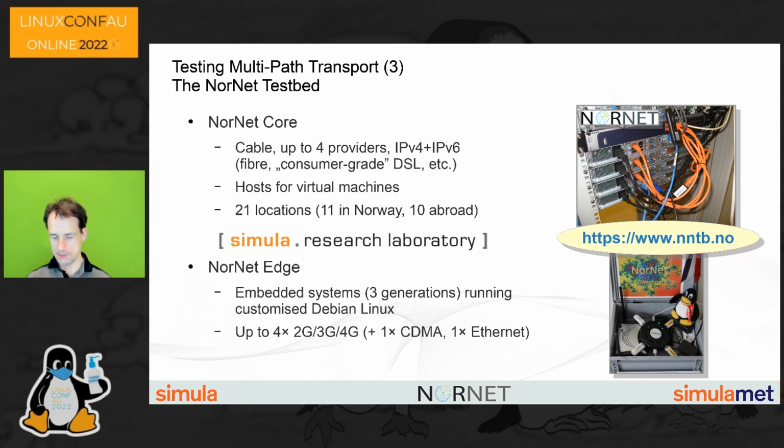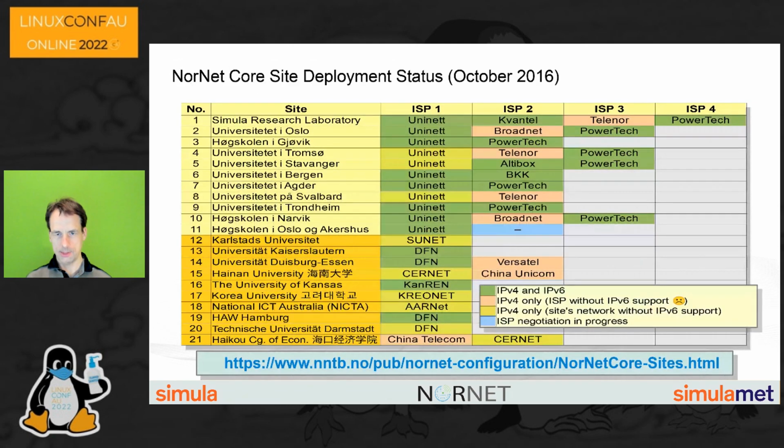Instead, I will present you some more details about NorNet Core. As I've mentioned, in 2016 we had in total 21 sites, 11 in Norway and 10 abroad. Today there are a little bit fewer sites abroad, but still 11 in Norway with up to 4 ISPs. And wherever we were able to get IPv6, these ISP connections also have IPv6 support in addition to IPv4.